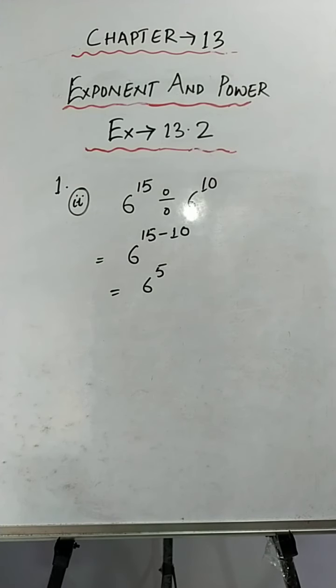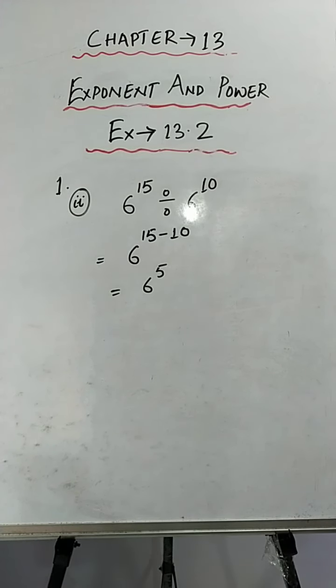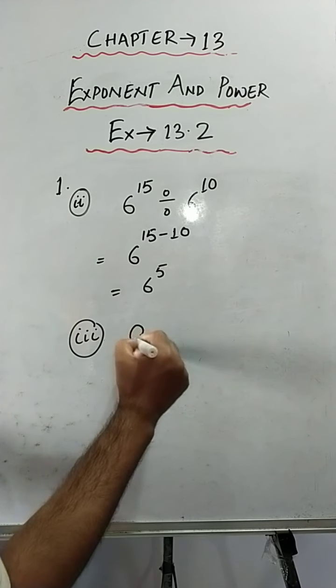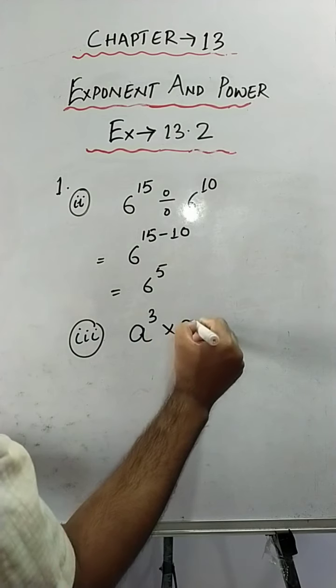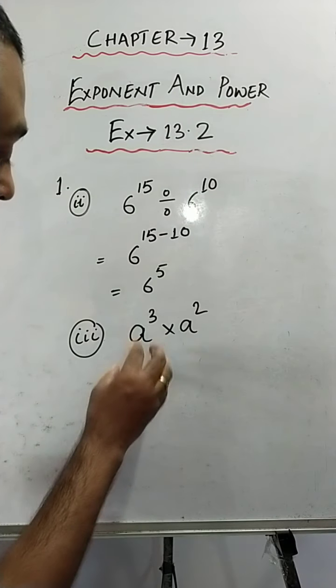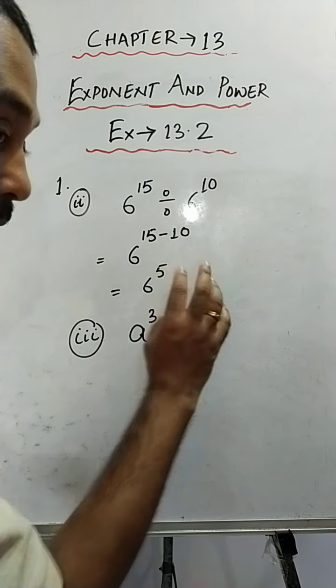Now let's do sum number 3. Sum number 3 is very easy, students. A to the power 3 into a to the power 2. Again you see that in the question two exponential forms are given.